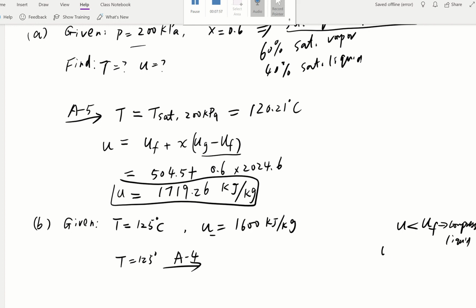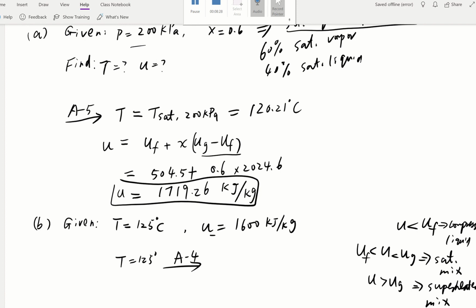If we know U is between Uf and Ug, we know that is a saturated liquid-vapor mixture. If our U is even greater than Ug, then we know it is superheated. So that's a quick review on one of the criteria. Again, check out the video on the T-v diagram further explained. So now let's take a look at this one.